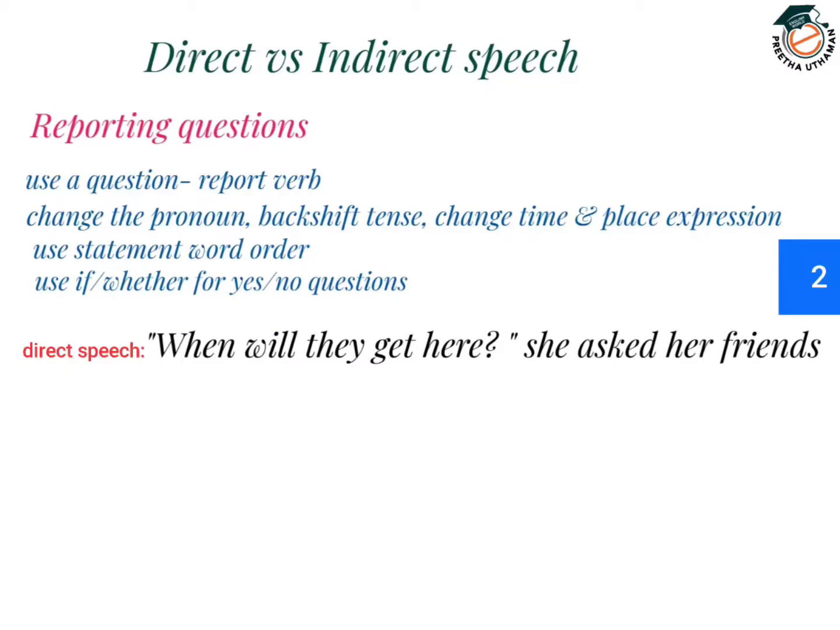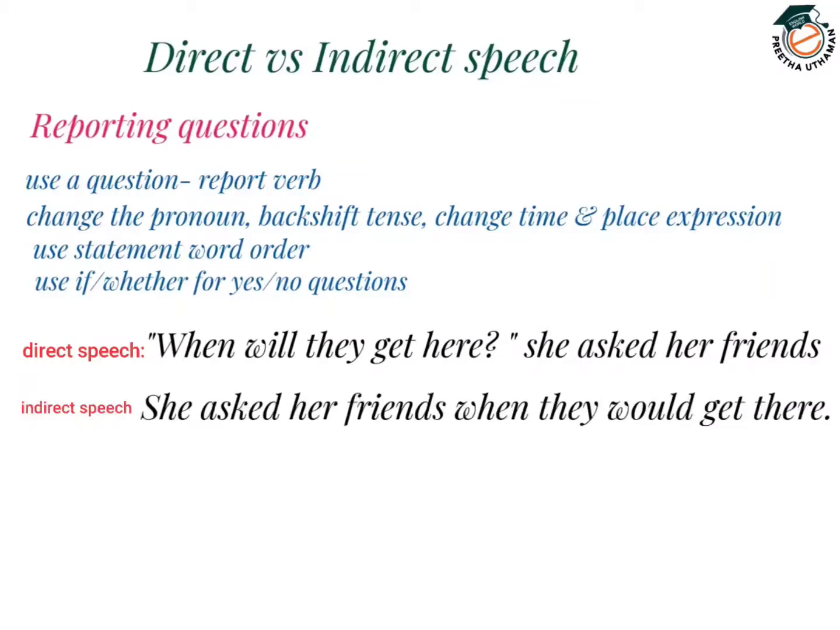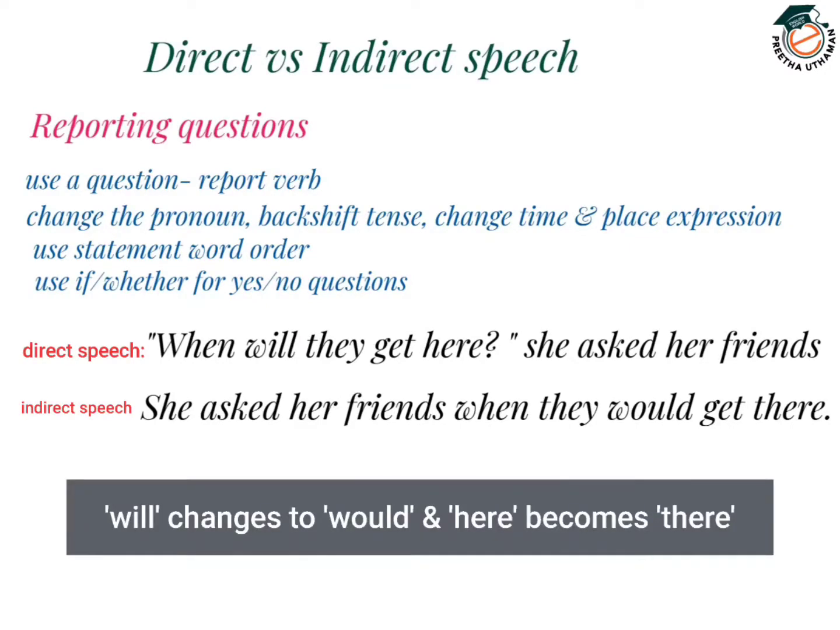Number 2, when will they get here? She asked her friends. Give it a try. She asked her friends when they would get there. Will changes to would, and here, that is a place expression, becomes there, and that is a rule. So she asked her friends when they would get there.